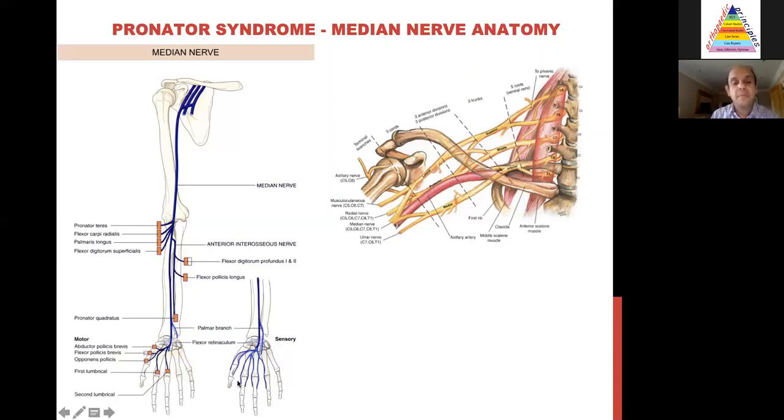And then of course, median nerve will then give common digital, then proper digital nerves, which will supply radial 3.5 fingers. And palmar cutaneous branch will supply the thenar eminence.